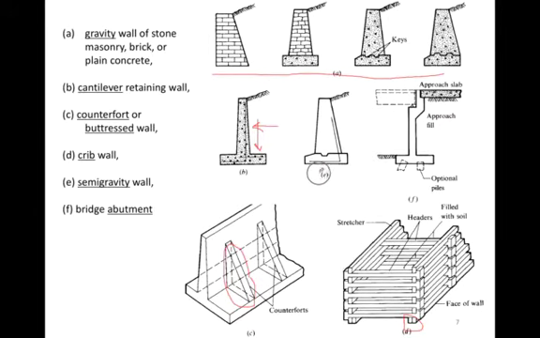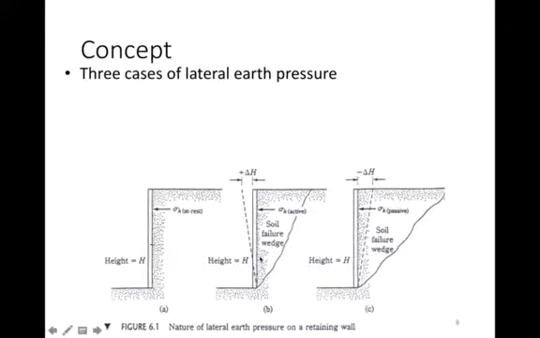A semi-gravity wall is basically concrete. The weight of the wall itself is trying to help push back or resist that sliding action. And then finally, we have bridge abutments. So here's the wall that would be built for a bridge abutment, and this would be soil or a geo-reinforced soil with a membrane to try to prevent this from sliding and pushing out our wall.